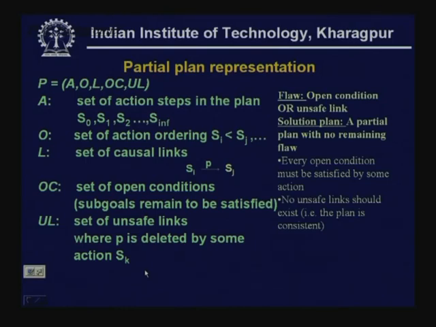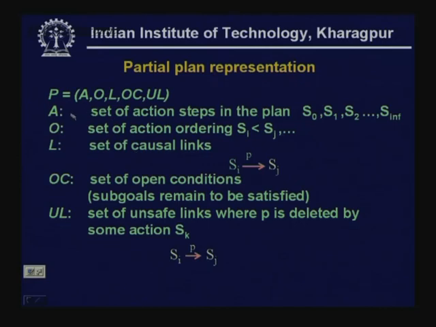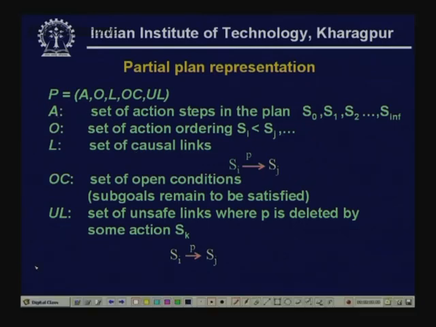Now, let us look at how we will represent partial plans. A partial plan is represented by a 5 tuple: A, O, L, OC and UL. What is A? A is a set of actions in the plan. A is the set of steps in the plan. So, S0, S1, S2 up to S infinity, let them be the steps in the plan.